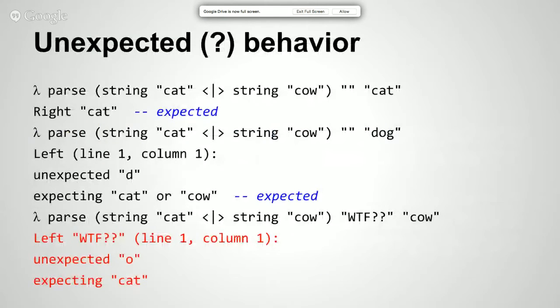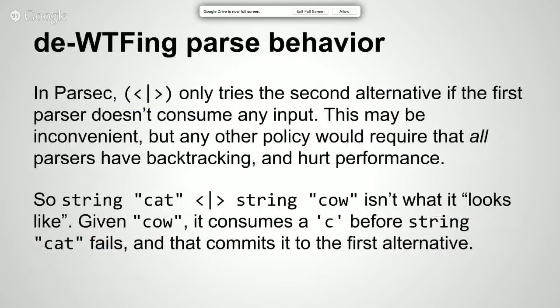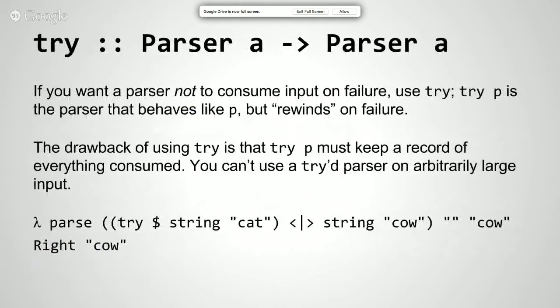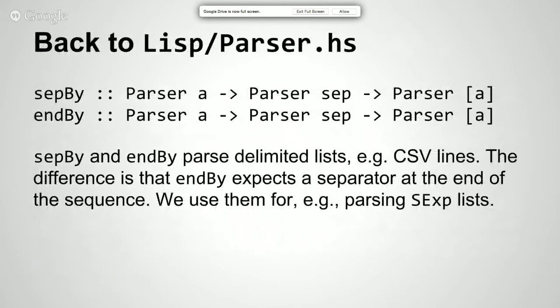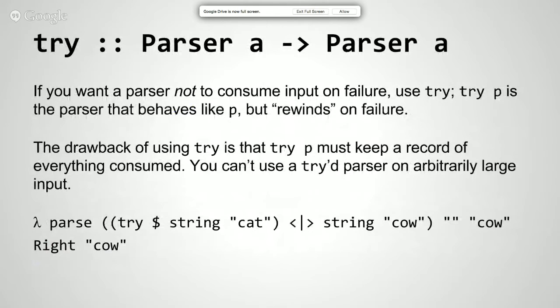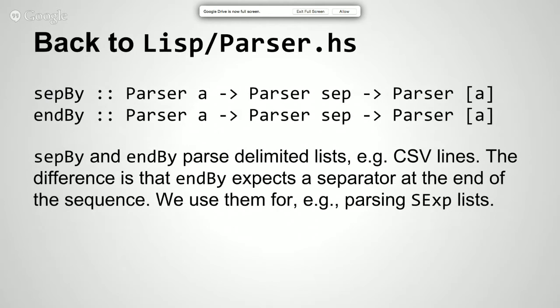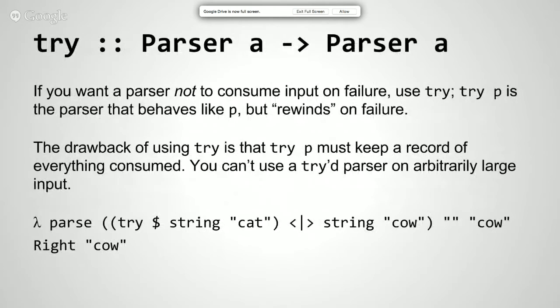I actually got burned by a case of this in the Lisp code. There was a bug that I actually just found a couple days ago. But anyway, this is one of the things that surprises a lot of people, so I found it worthwhile to draw attention to it. Obviously adding that try is reasonable in this extremely simplified scenario. We're only trying to match on cat or cow, right? Well, try isn't a block, it's just a function. It takes a parser and returns another parser that has rewind.